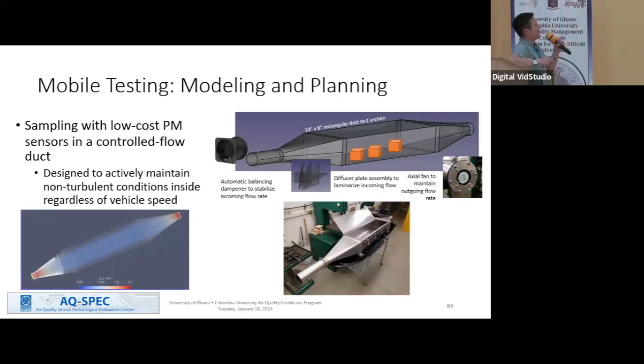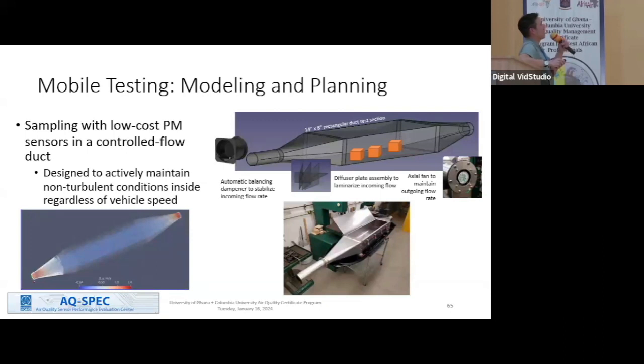This is some images of the modeling that was done for one of the testing scenarios, which is to put sensors in a very controlled flow duct. This controlled flow duct is an HVAC duct. It's a 14-inch by 8-inch rectangular HVAC duct, and we have some tapered sections and some 4-inch HVAC ducts as well. And then you can see 3 sensors we would put inside there.